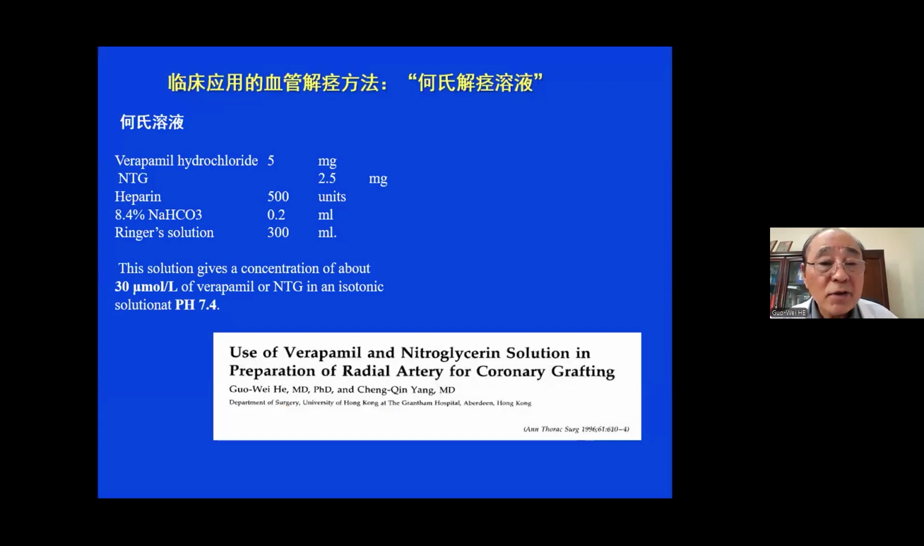We developed some solutions for antispastic use during CABG, which is called by my name, the solution. This is solution number 1. It uses verapamil, a calcium antagonist, plus nitroglycerin.